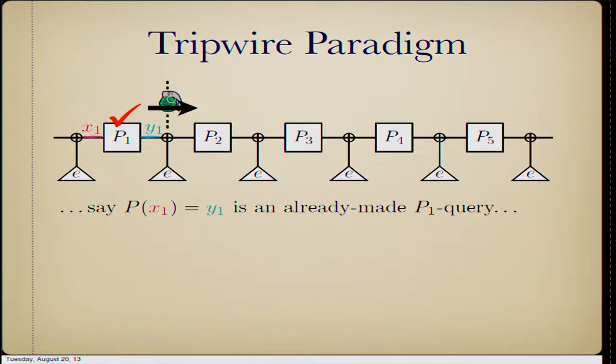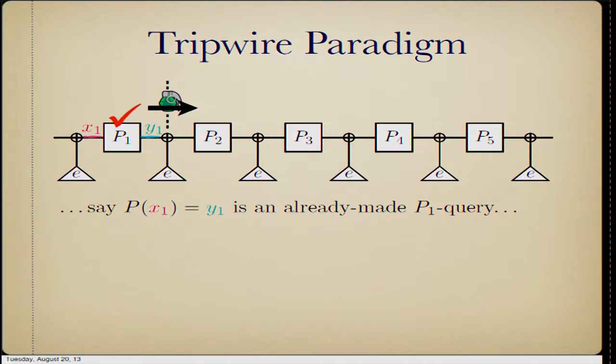By the way, I should comment, this little green thing here is a grenade, right? I looked for images for tripwires, and there's no good ones, okay? But this has the connotation of an explosive device, right? So a grenade with a dotted line going through it is good enough. So P1 has this already made query.